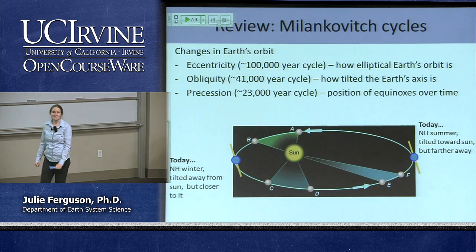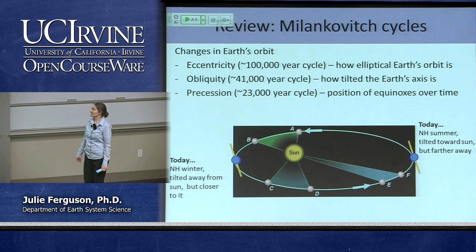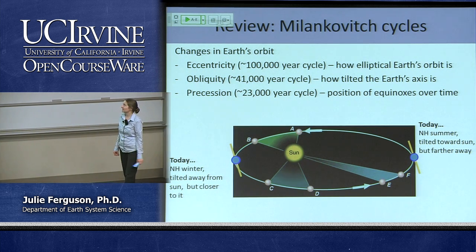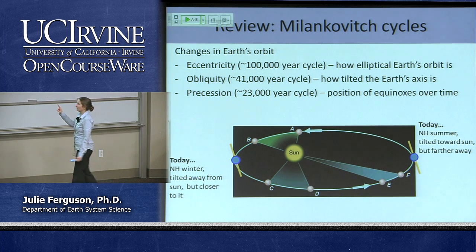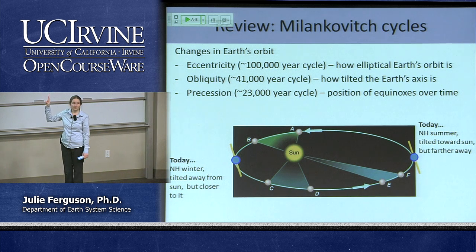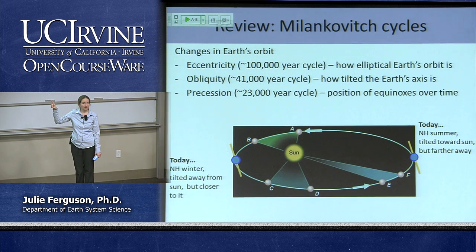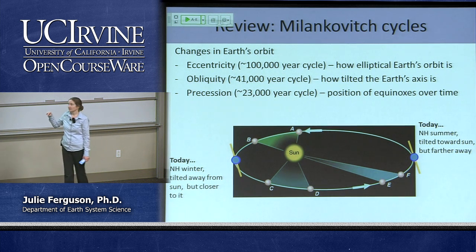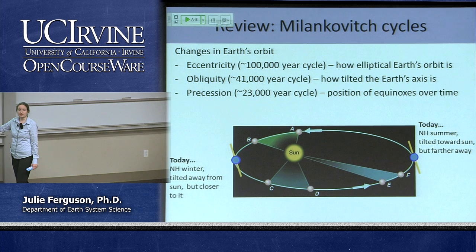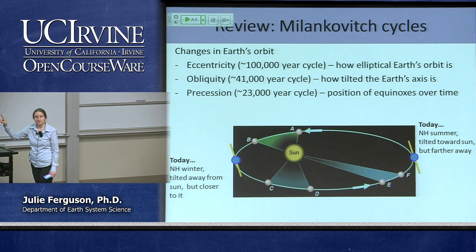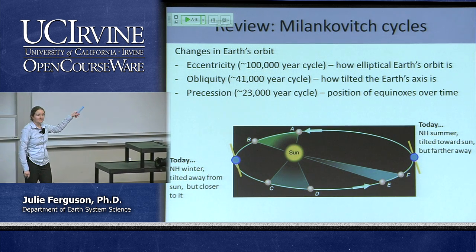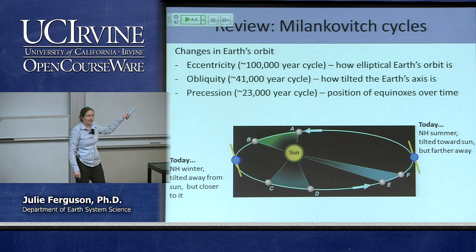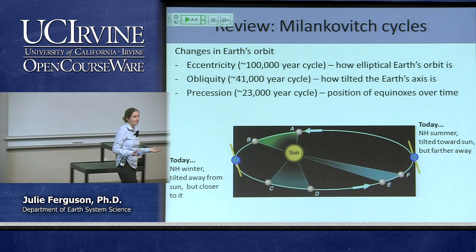And then, of course, we had precession, which is the one everyone hates. And this is the 20,000-year or so timescale, and it's the position of the equinoxes. So do you remember we said that today our Earth is tilted, our northern hemisphere is tilted towards the sun, so in our summer, when we're actually furthest away on our elliptical orbit. And our northern hemisphere is pointed away, so it's our winter, when we're at our closest point. But in 11,000 years' time or so, we're actually going to be tilted the other way. Okay? And so that, again, would change the amount of incoming radiation.